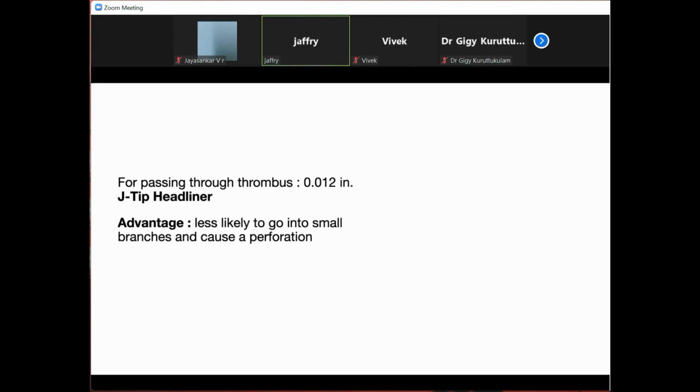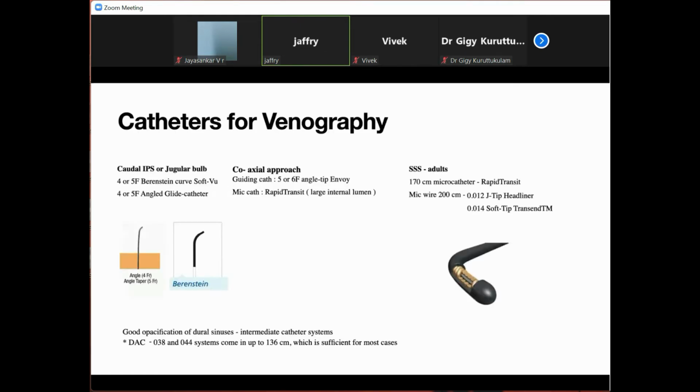For passing through the thrombus, J-tip headliner is an advantage. It has the advantage of being less likely to go into small branches and cause perforation. So the J-tip headliner is the one which is better in scenarios where we need to pass through the thrombus.